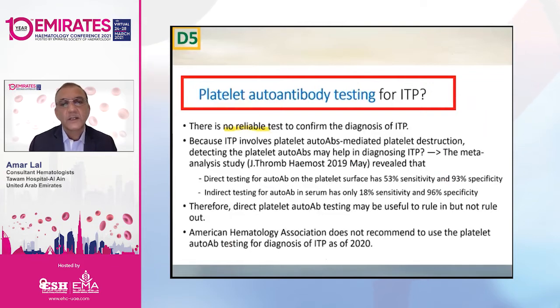D5, diagnostic antibodies. Actually, there is no reliable test to confirm ITP. However, they try to check platelet autoantibodies, as evidenced by a meta-analysis published in 2019, which revealed that direct testing has about 53% sensitivity and 93% specificity, and indirect testing has 18% sensitivity and 96% specificity. So sensitivity is very low, but specificity is very high. It is a very specific test. However, ASH doesn't recommend platelet antibody testing for the diagnosis of ITP, as of 2020.